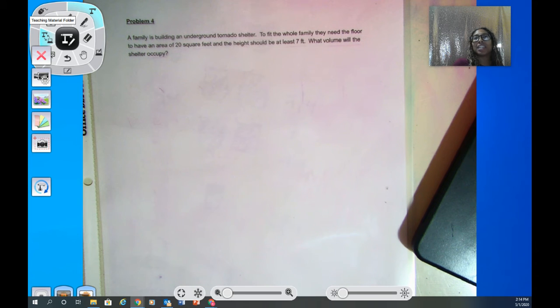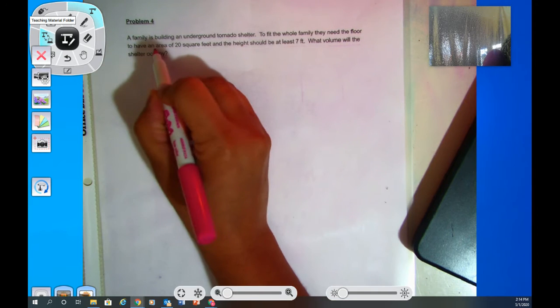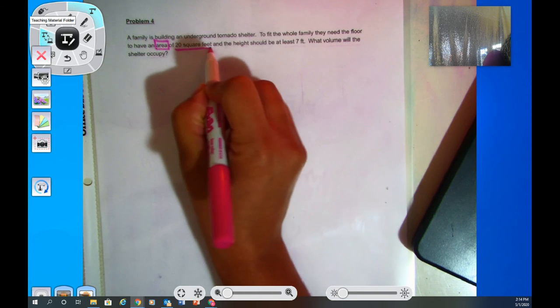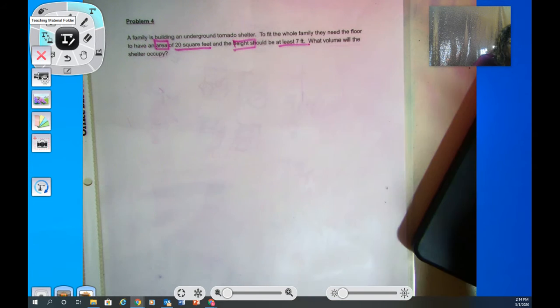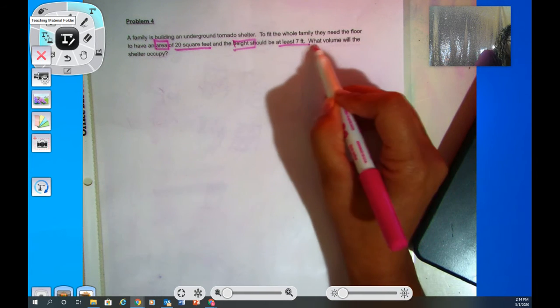Today we are going to be looking at problem 4 from the guided practice of lesson 2. In this lesson, we are reviewing volume. So we're going to use our RDW skills on this word problem. Let's begin. A family is building an underground tornado shelter. To fit the whole family, they need the floor to have an area of 20 square feet. The height should be at least 7 feet. What volume will the shelter occupy?